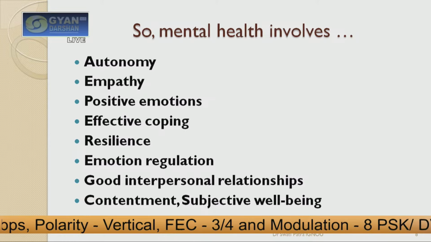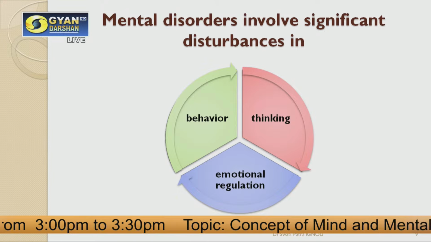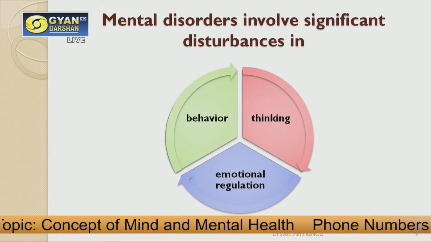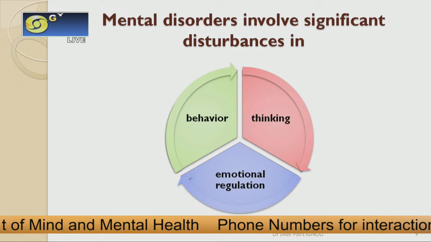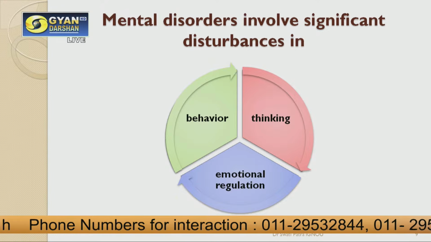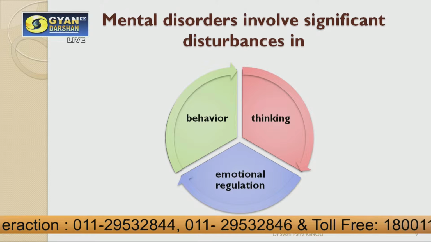flourishing state of well-being. So here again I would like to highlight that when we talk about mental disorders, it basically involves severe disturbances in emotions, in thinking and in behavior. Okay, so these are the three main aspects: thinking, behavior and emotions. So severe disturbances related to all these three aspects indicate certain kinds of mental disorders.